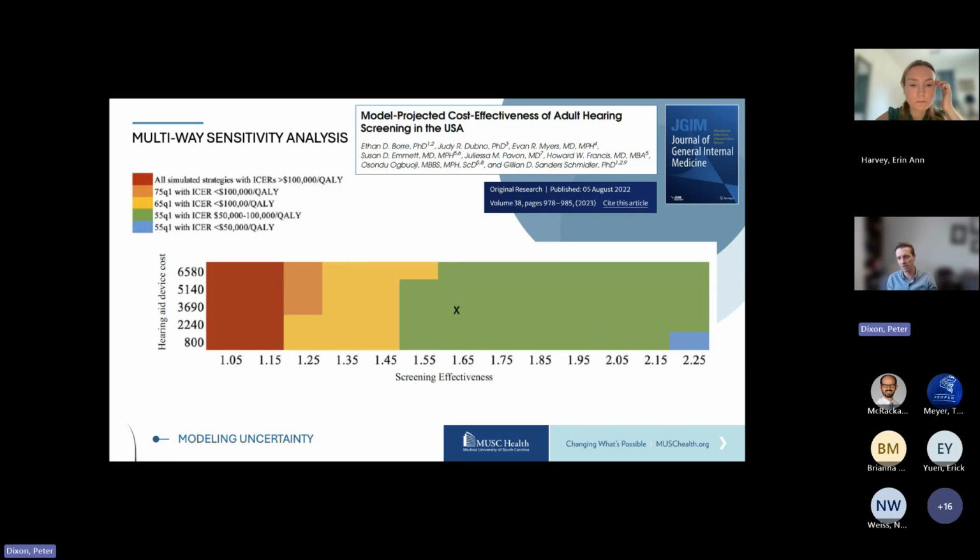And then the next part is that we vary more than one parameter at a time. And this just allows us to understand the interactions between parameters. So in this case, we're varying the hearing aid device cost, and we're also varying the screening effectiveness.